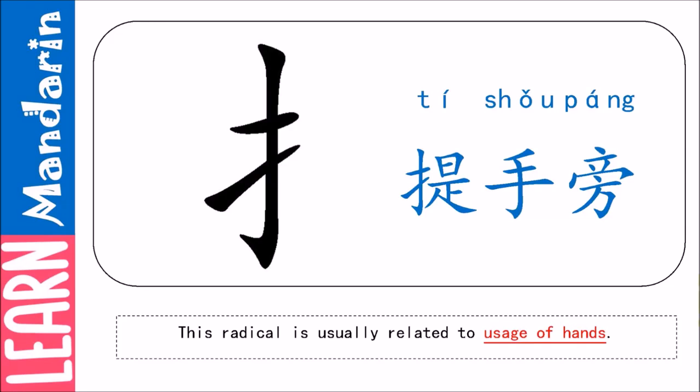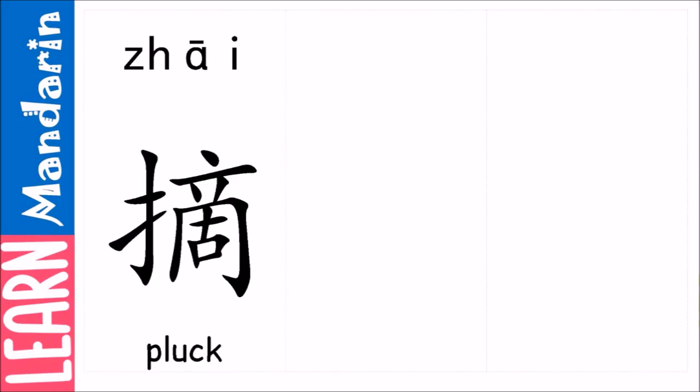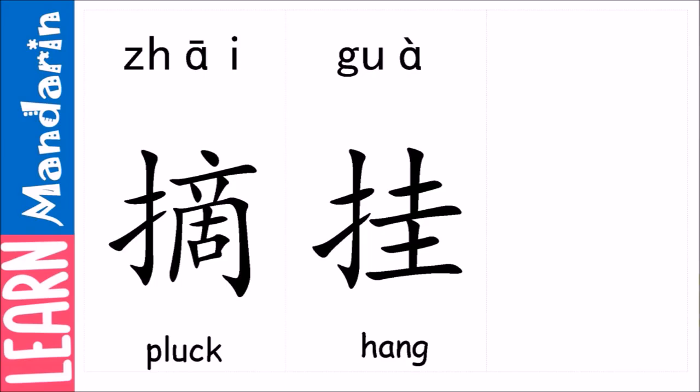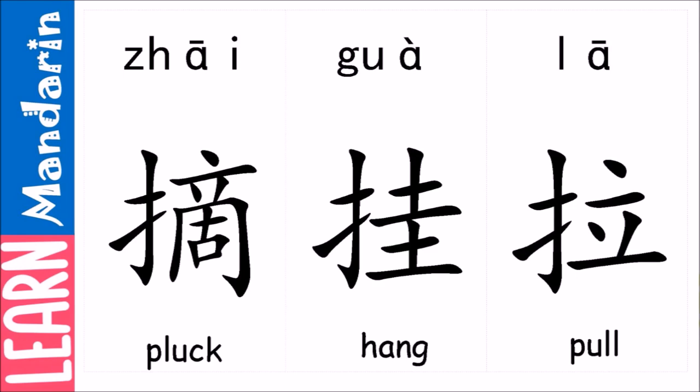提手旁. The Chinese radical 提手旁 is usually related to the usage of hand. Examples of words that have 提手旁 are 摘, which means to pluck, 挂, which means to hang, and 拉, which means to pull.